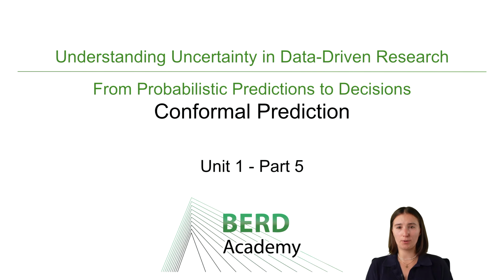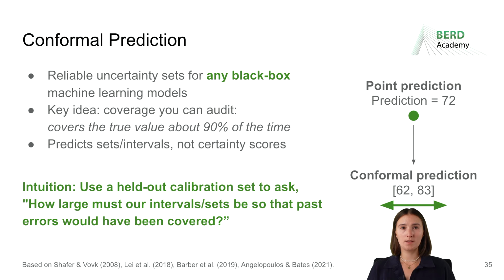Conformal predictions are a way to, instead of just giving a single prediction or a single predicted value or score, actually provide prediction sets or prediction intervals, depending on whether you're in a classification or regression example. Specifically, they provide reliable uncertainty sets for any black box machine learning model.